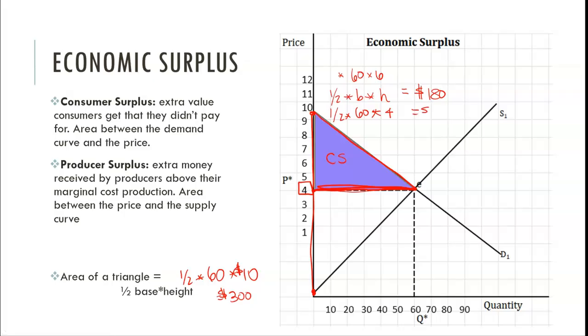So in this case, our producer surplus, 1/2 times 60 times 4, is going to be 120. Together, this equals $300 in consumer and producer surplus. So our total economic surplus is going to be $300, 180 going to our consumers and 120 going to our producers.